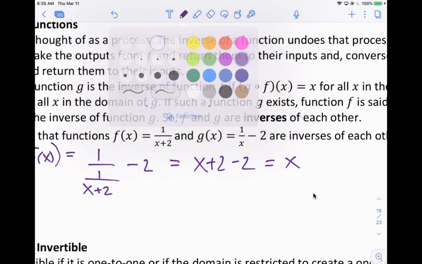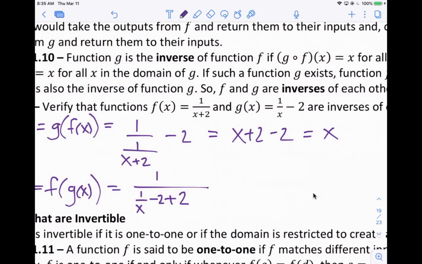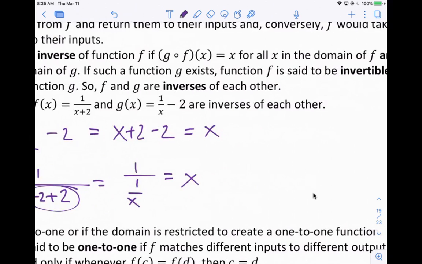All right, let's do the same thing for g of x. I'm sorry, f of g. We're going to put g inside of f this time. Here's f, 1 over plus 2, and then g is 1 over x minus 2. We automatically see these two cancel each other out. Therefore, we get 1 over 1 over x, and again we see that flip back. Again, we get x. So if we get x for both compositions, we have proven these are in fact inverses. Cool, not too bad.